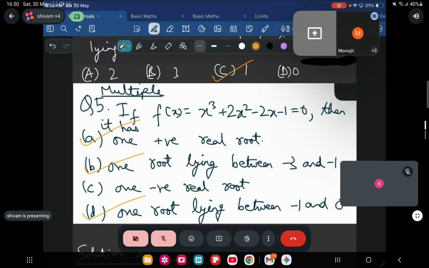Sir, we can check for only g(x) and it will work. I couldn't understand. What did you say? Okay, sir, I understood. Option B. g(-3), what is the value? Tell me. Minus 3.